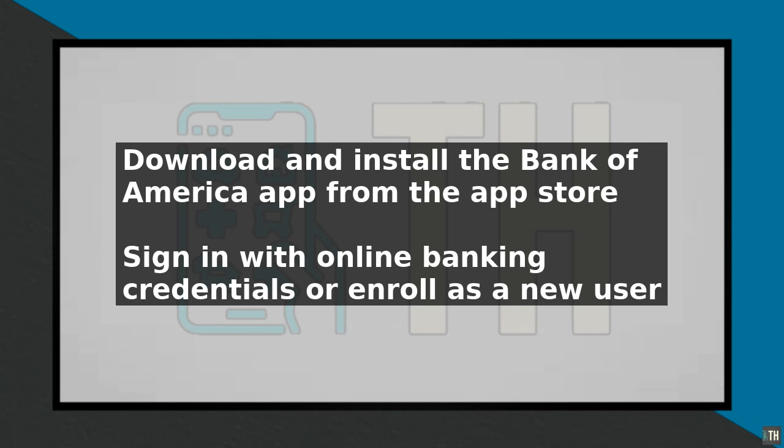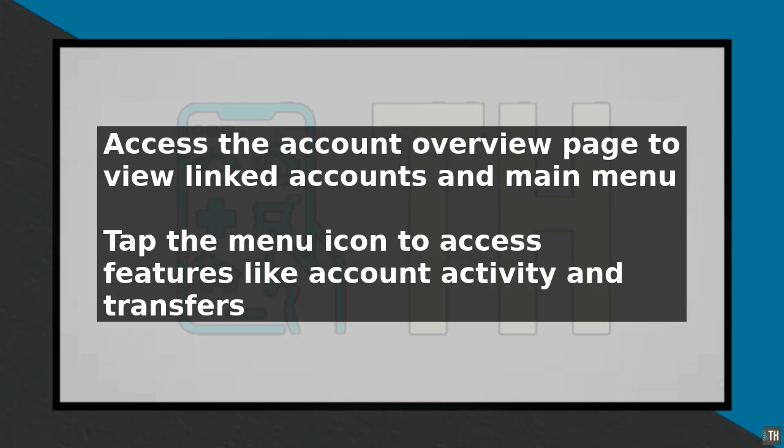After signing in, you will be taken to the account overview page where you can view all your linked accounts, including checking, savings, and credit card accounts. From this page, you can also access the app's main menu by tapping the menu icon. The main menu provides access to various features such as account activity, transfers, bill pay, and mobile deposit.